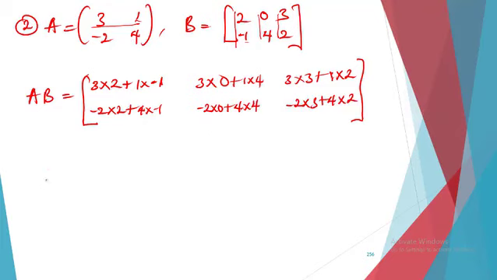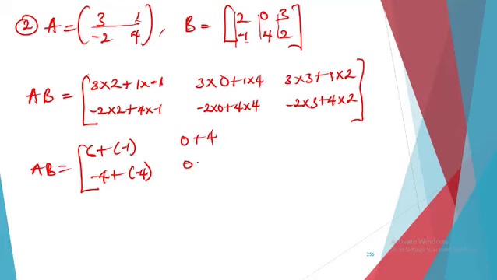Okay, so we now get their values. 3 times 2 is 6, plus 1 times -1 will give us -1. -2 times 2 is -4, plus 4 times -1 is -4 too. 3 times 0 is 0. 1 times 4 is 4. -2 times 0 is 0. 4 times 4 is 16. 3 times 3 is 9. 1 times 2 is 2. -2 times 3 is -6. 4 times 2 is 8.